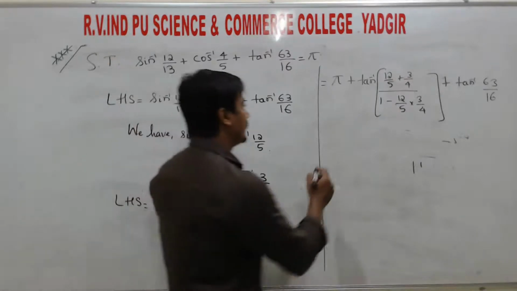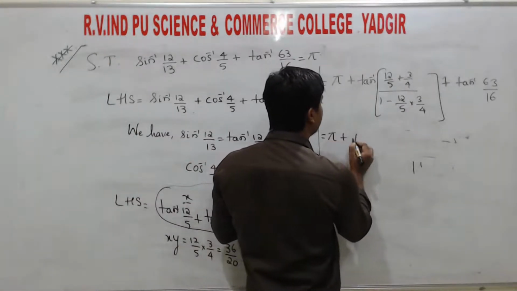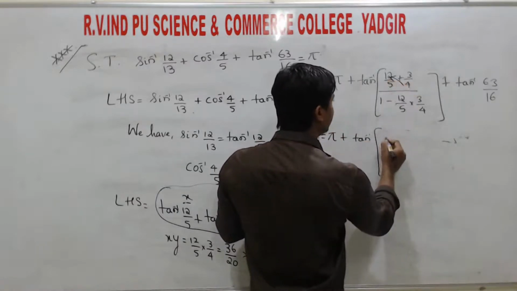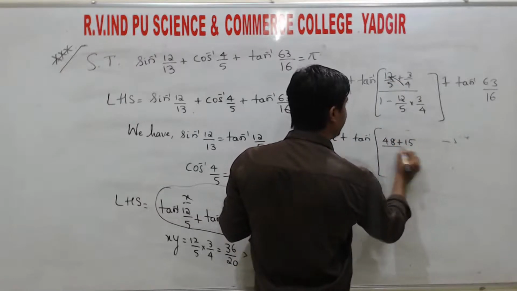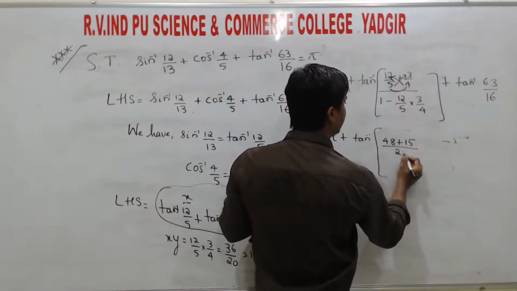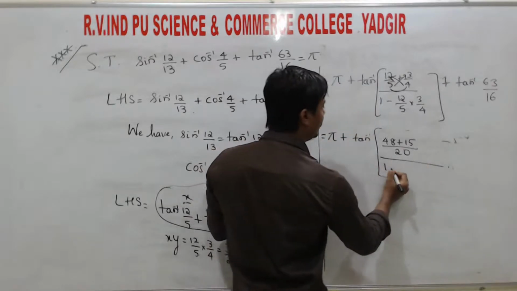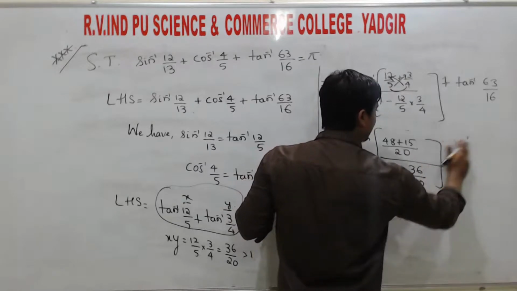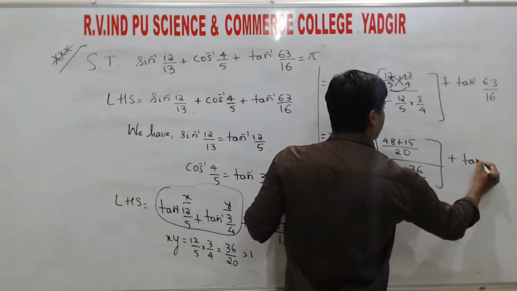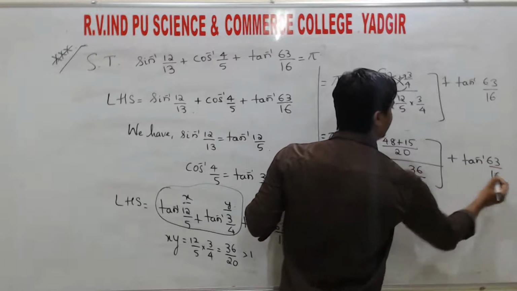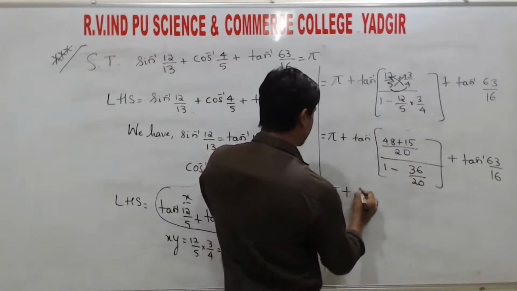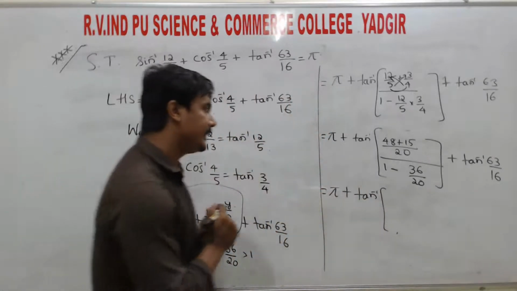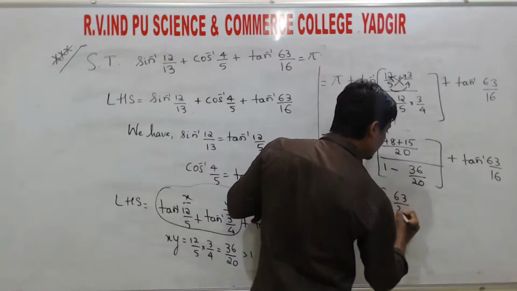Okay. So now this is pi plus tan inverse of, take the LCM, dear students. 12 into 4, 48 plus 5 into 3 is 15, divided by 5 into 4, 20, whole divided by 1 minus 12 into 3 is 36 divided by 20, plus tan inverse of 63 divided by 16. This is equal to pi plus tan inverse. What is 48 plus 15? It is 63 divided by 20.